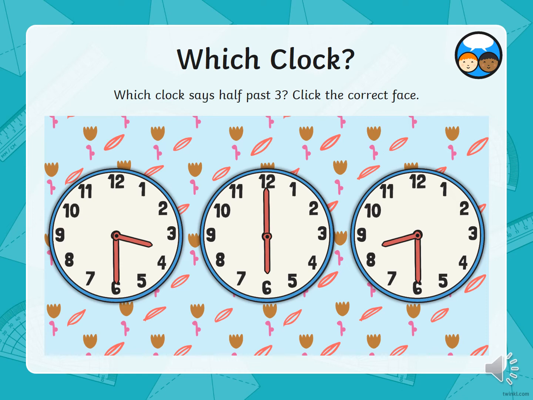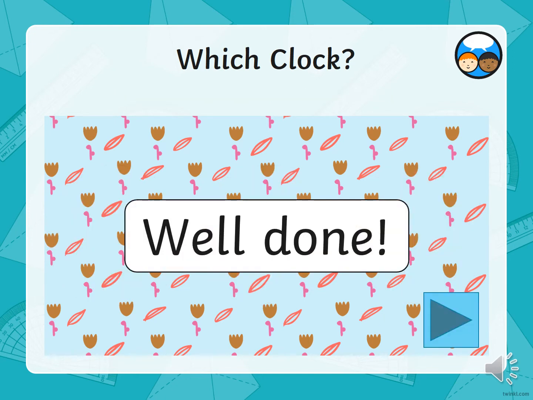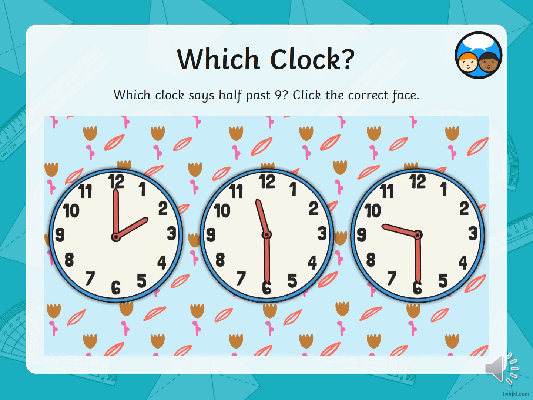So let's look on either side, left and right, for the clocks that say 1/2 past. We're looking for 3:30. So for 3:30, is the clock hand going to be between the 3 and the 4 or the 8 and the 9? The 3 and the 4, well done. Let's click on the first clock. Well done. Which clock says 9:30?